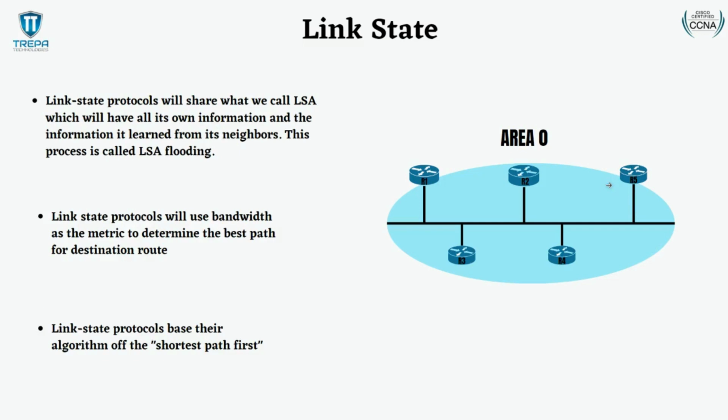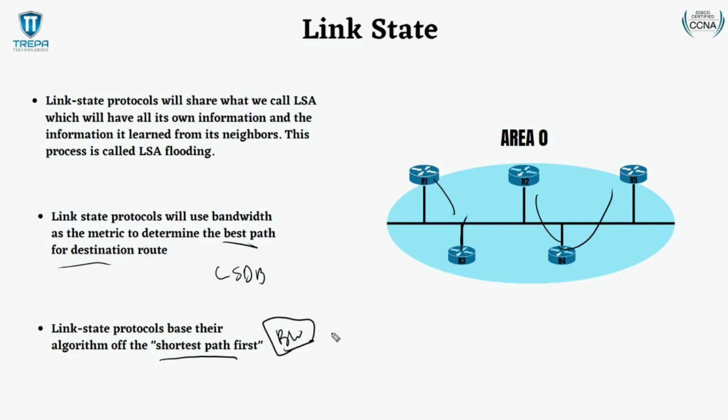So the link state, right? Link state protocols will share what we call an LSA, a link state advertisement, which is going to have all of its information and the information it learned from its neighbors. Once it starts flooding those LSAs out to all of its neighbors, it starts that link state database synchronization. Once that's done, we place the best routes in the routing table. So how do we determine the best path based off our link state database? We use an algorithm called shortest path first, which uses bandwidth as the metric.